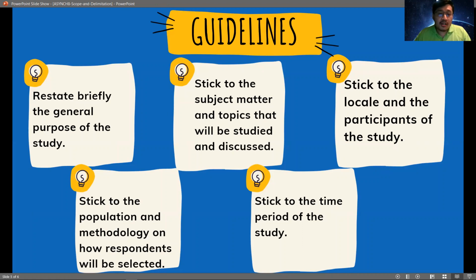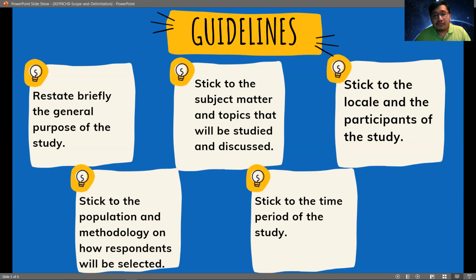Regarding the methodology, under the scope, you state how you are going to choose the respondents, and state also any criteria that you have in choosing your respondents. For the delimitation, state the criteria that you will not use for choosing your respondents. State also under the delimitation any methodology that you will not use in your study.